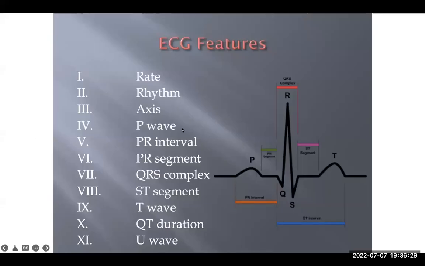And in terms of approach, you use rate, rhythm, axis. The rate, obviously, you know how to calculate very easily, and you use the rhythm strip. That's the one that will give you a very good rate calculation. You can count the number of big boxes between 2 R waves and divide 300 by that figure. That's one way. You can also count the number of small boxes between 2 R waves and divide 1500 by that. That's a second way.